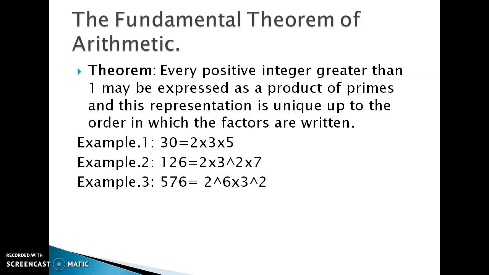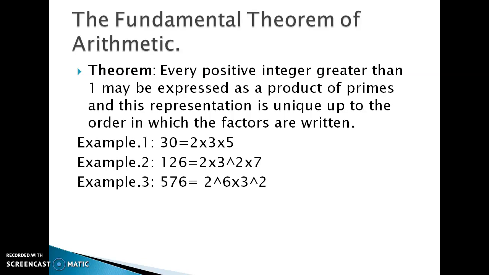The most important theorem which we have to remember throughout the course is the fundamental theorem of arithmetic. The statement of the theorem goes: every positive integer greater than 1 can be expressed as a product of primes, and this representation is unique up to the order in which the factors are written. Suppose I consider a number 30. 30 can be written as 6 into 5. That 6 again I will reduce into a product of primes, saying it can be written as 2 into 3 into 5.